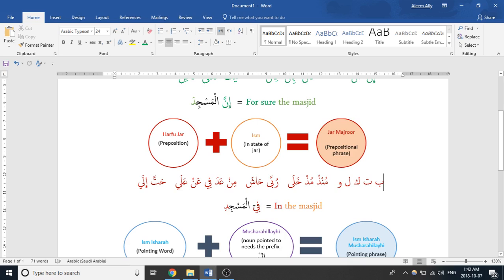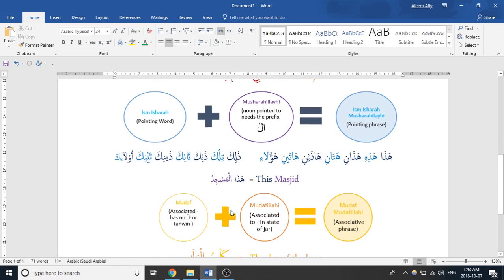And the example that we gave is fil masjidi. So fi is your harfu jar, and masjidi is your word that's being affected by the harfu jar, right? We'd call this majroor, which means a noun that's put into a state of jar. That's why they call it jar majroor. The full way of saying it is actually harfu jar, which means a particular harf that has the ability to put the word after it into a state of jar, and then ism majroor, which means a noun that is forced into a state of jar, right? The phrase is just known as jar majroor.